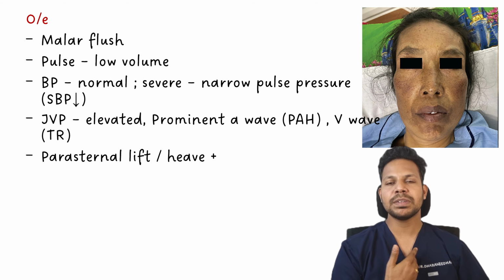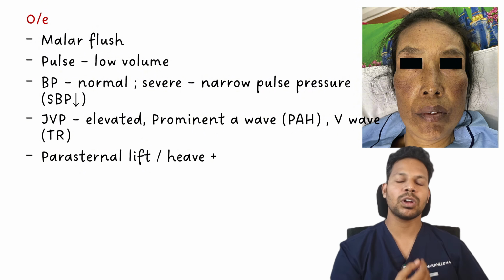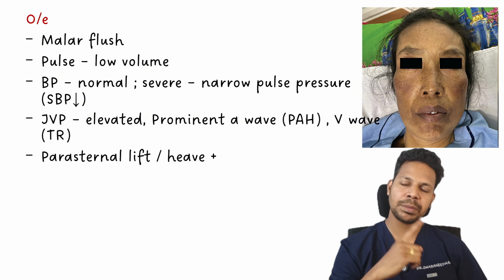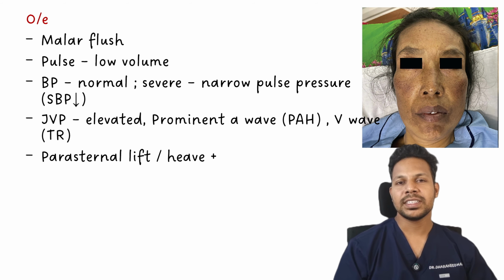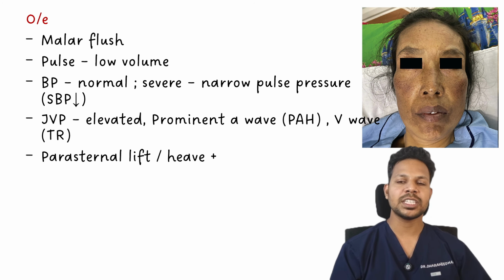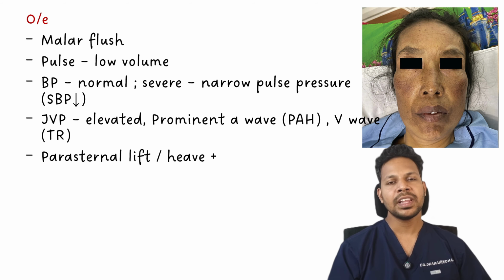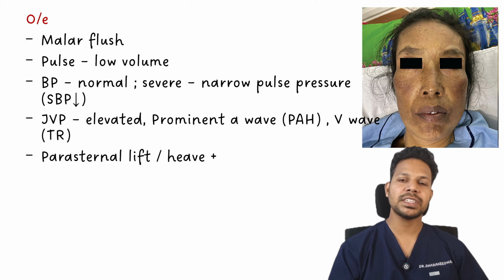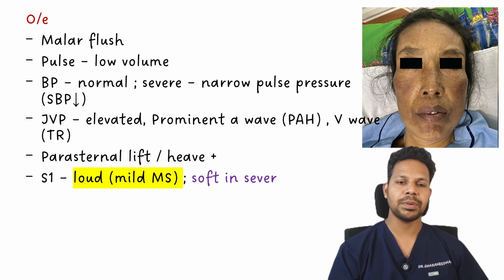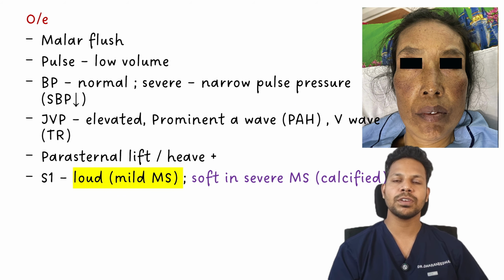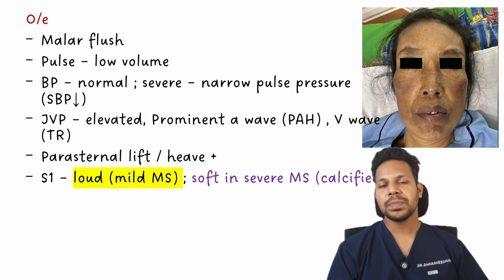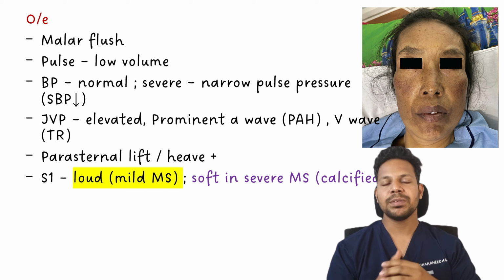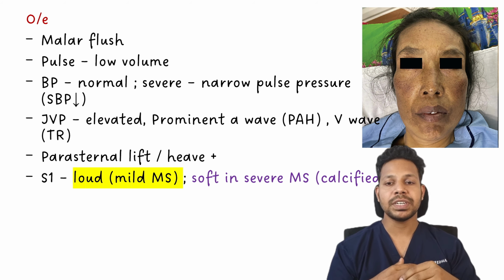Parasternal heave means, on the left parasternal area, when you keep a hand here, or even when you keep a pen with the pointed tip, you can appreciate the parasternal lift that is happening because of left atrial enlargement or right ventricular hypertrophy. And when you look at the heart sounds, because of this fibrosed mitral valve, the S1 is quite loud in the initial part, and it becomes soft because of calcification. So when the patient develops severe MS and the mitral valve becomes calcified, the loud S1 becomes very soft.